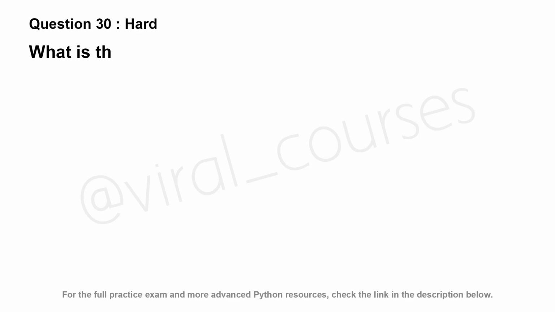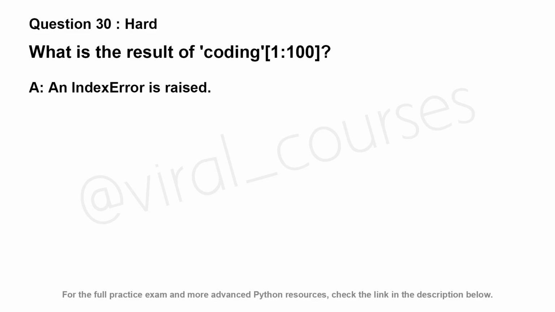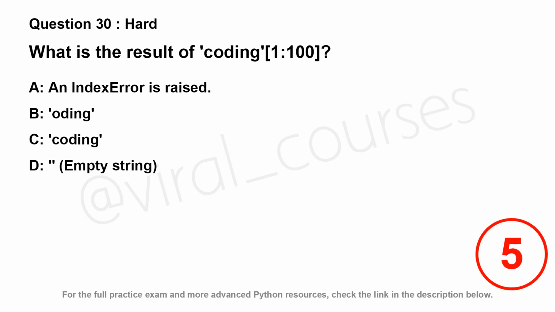What is the result of 'coding'[1:100]? Option A, an index error is raised. Option B, 'oding'. Option C, 'coding'. Option D, '', an empty string.